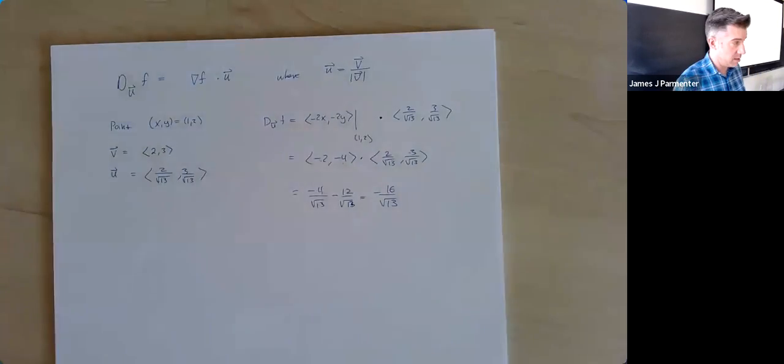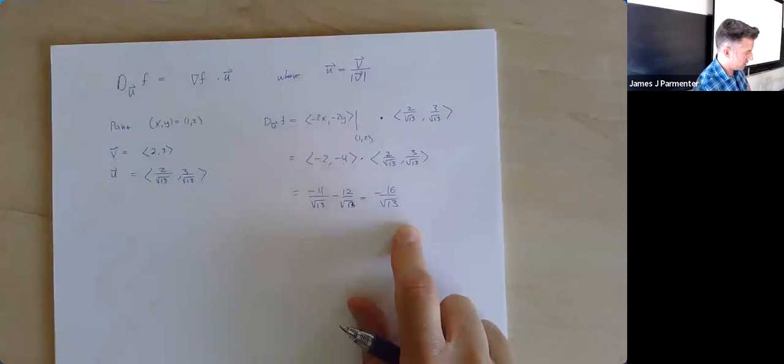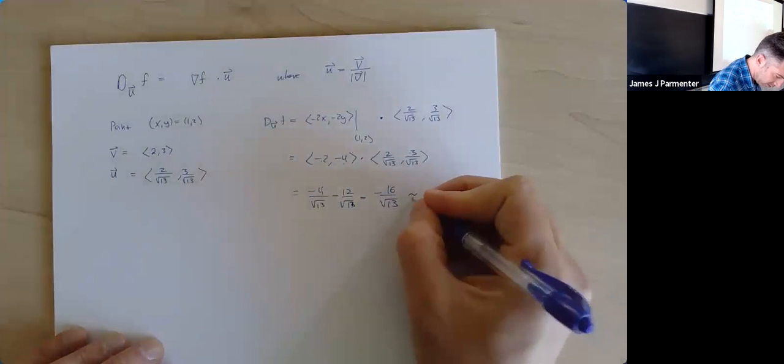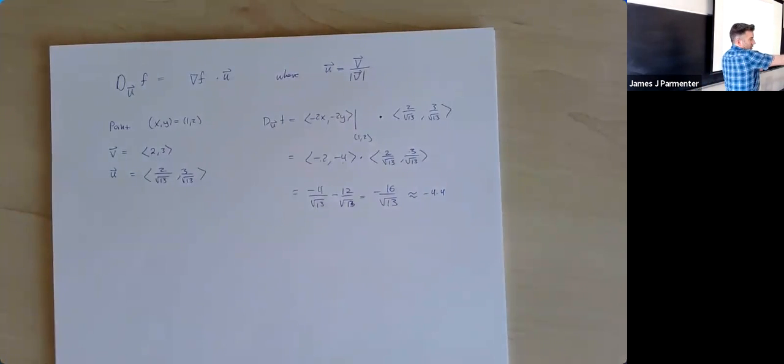What does this mean? This is telling us that if you're on this surface and you are at that point and you're asked to move in that direction, the slope of the surface in that direction is negative 16 over root 13, which is approximately negative 4.4. Meaning if you move 1 unit forward in the direction of travel, you're going to go down 4.4 units in the z direction.